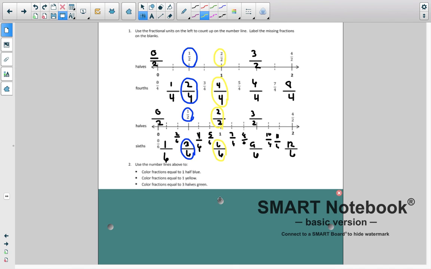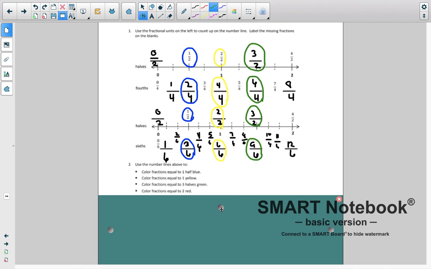Next, it says color fractions equal to 3/2 in green. So I'm going to look at 3/2 for my first number line. I see right here 3/2, and right below it is 6/4. So those are equivalent. And here's my 3/2 for my next number line. And right below it is 9/6. So those are equivalent. The next one says color fractions equal to 2 in red. So here's 2. 4/2 is equivalent to 2, and 8/4 are equivalent to 2. And here 4/2 and 12/6 are equivalent to 2 because they are right below each other and on top.